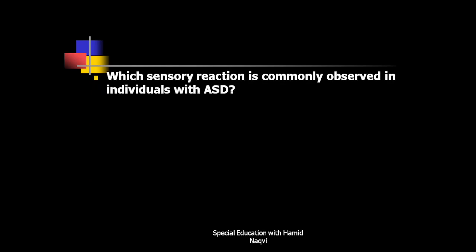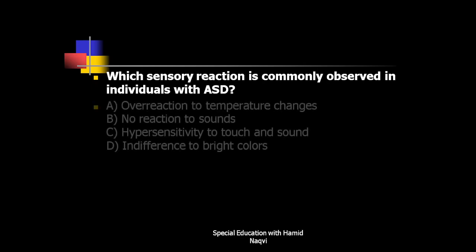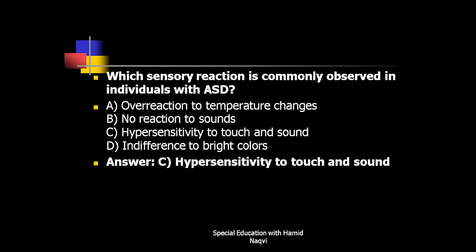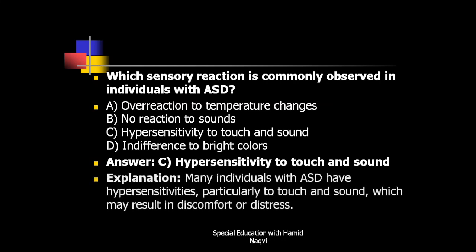Next MCQ is which sensory reaction is commonly observed in individuals with autism spectrum disorder? Reaction to temperature changes, no reaction to sounds, hypersensitivity to touch and sound, indifference to bright colors. Correct is C, that is hypersensitivity to touch and sound. Many individuals with autism spectrum disorder have hypersensitivities, particularly to touch and sound, which may result in discomfort.